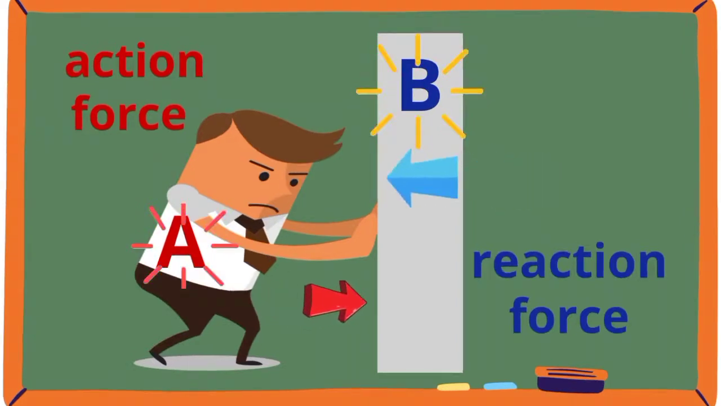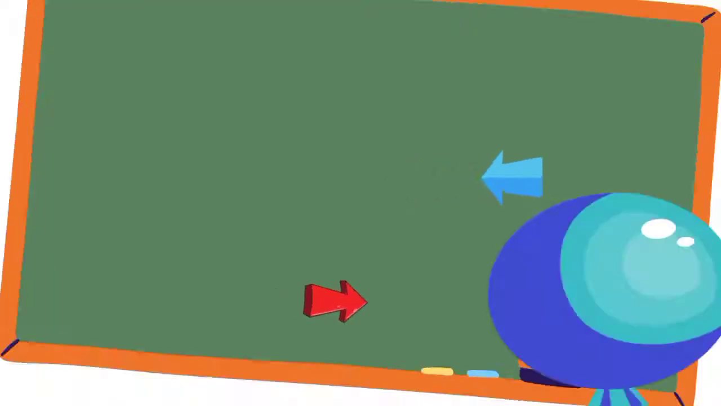For example, the boy pushes the wall. The law of interaction states that if body A, which is the boy, exerts a force on body B, which is the wall, then body B, the wall, will exert a force of equal magnitude on body A, the boy, but in opposite direction.